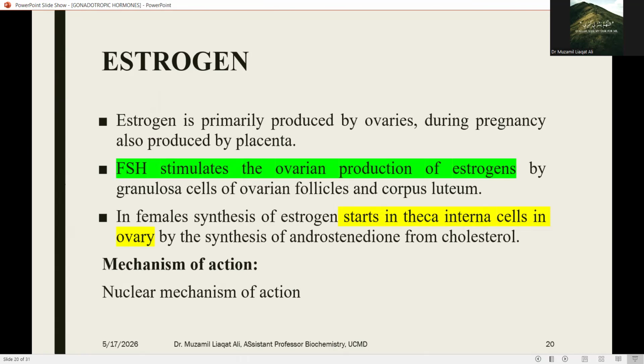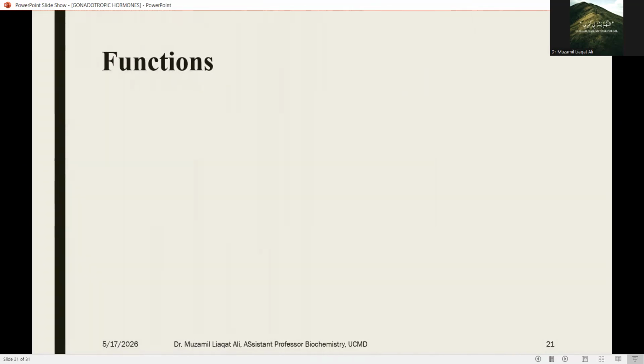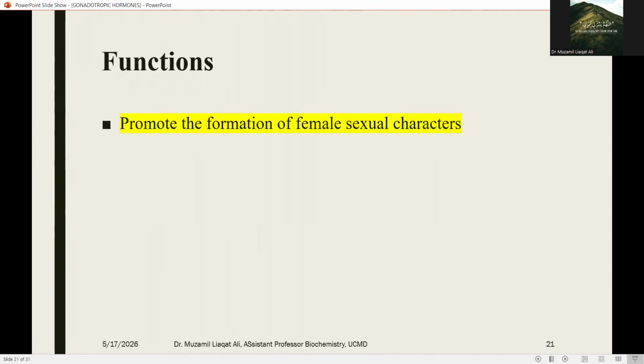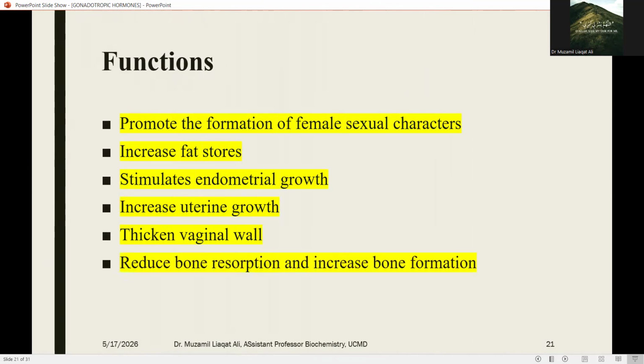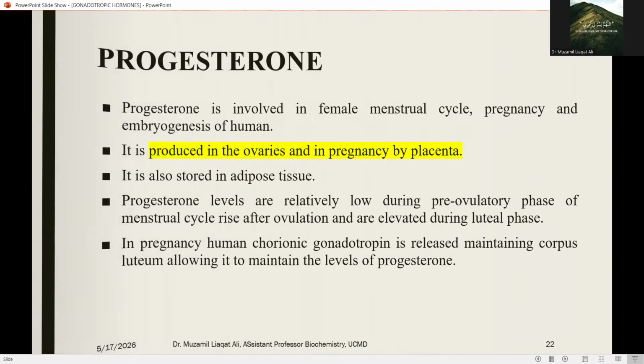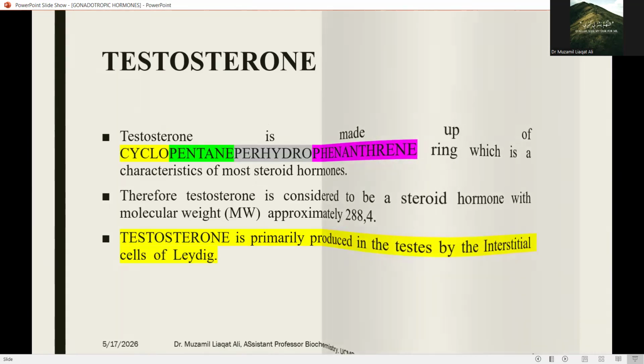So what about the functions of testosterone? In intrauterine life, male genital differentiation and the descent of the testes. And at puberty, development of the male secondary sexual characters like deepening of the voice, muscle mass, facial, axillary and pubic hair growth, and the growth spurt, right? These are some of the functions of testosterone.